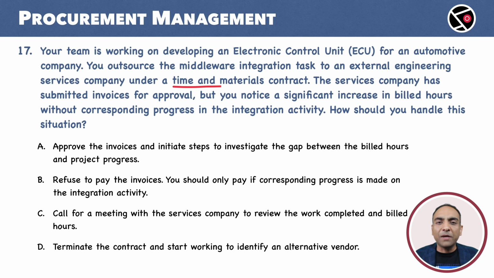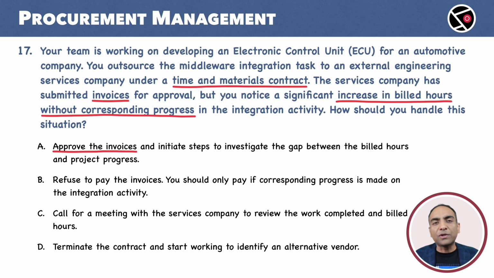We have a time and material contract here. We have the invoices, but there is an increase in billed hours without corresponding progress in activity. Now, what should we do? A. Approve the invoices and initiate steps to investigate the gaps between the billed hours and the project progress. No, definitely no. Once the invoices are approved, the payment flows to the supplier. Investigating later is not quite logical. We drop A.